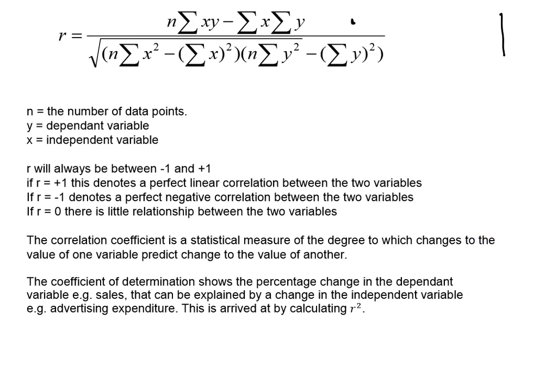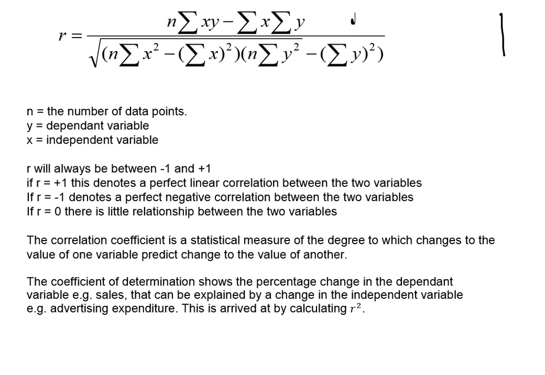When we look at the calculation of r, that will always be between -1 and 1, with +1 denoting a perfect linear correlation, positive correlation between the two variables, and -1 denoting a negative correlation between the two variables. If r is 0, then there is little relationship between x and y. So we have the correlation coefficient as the measure of the degree to which changes in one variable impact on another variable.